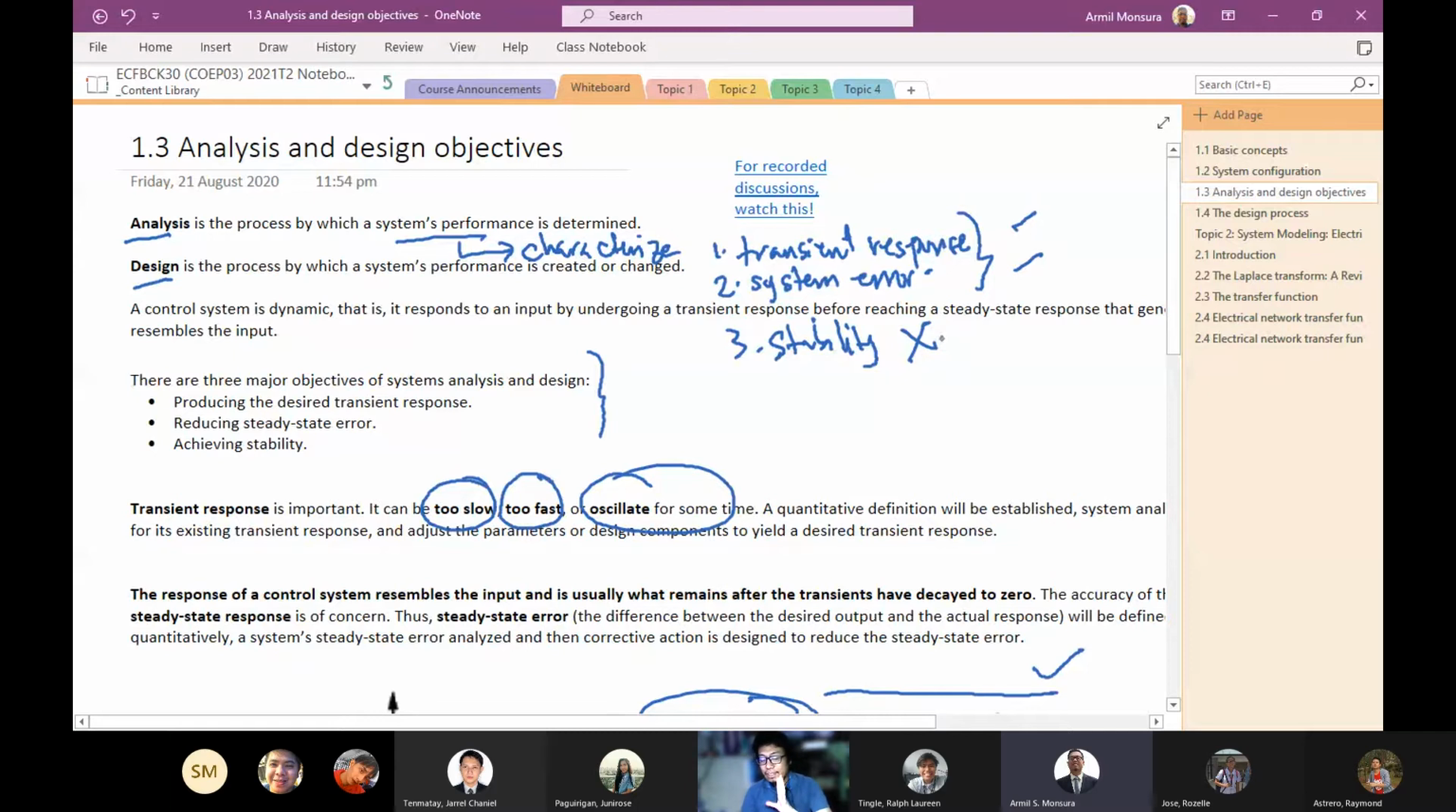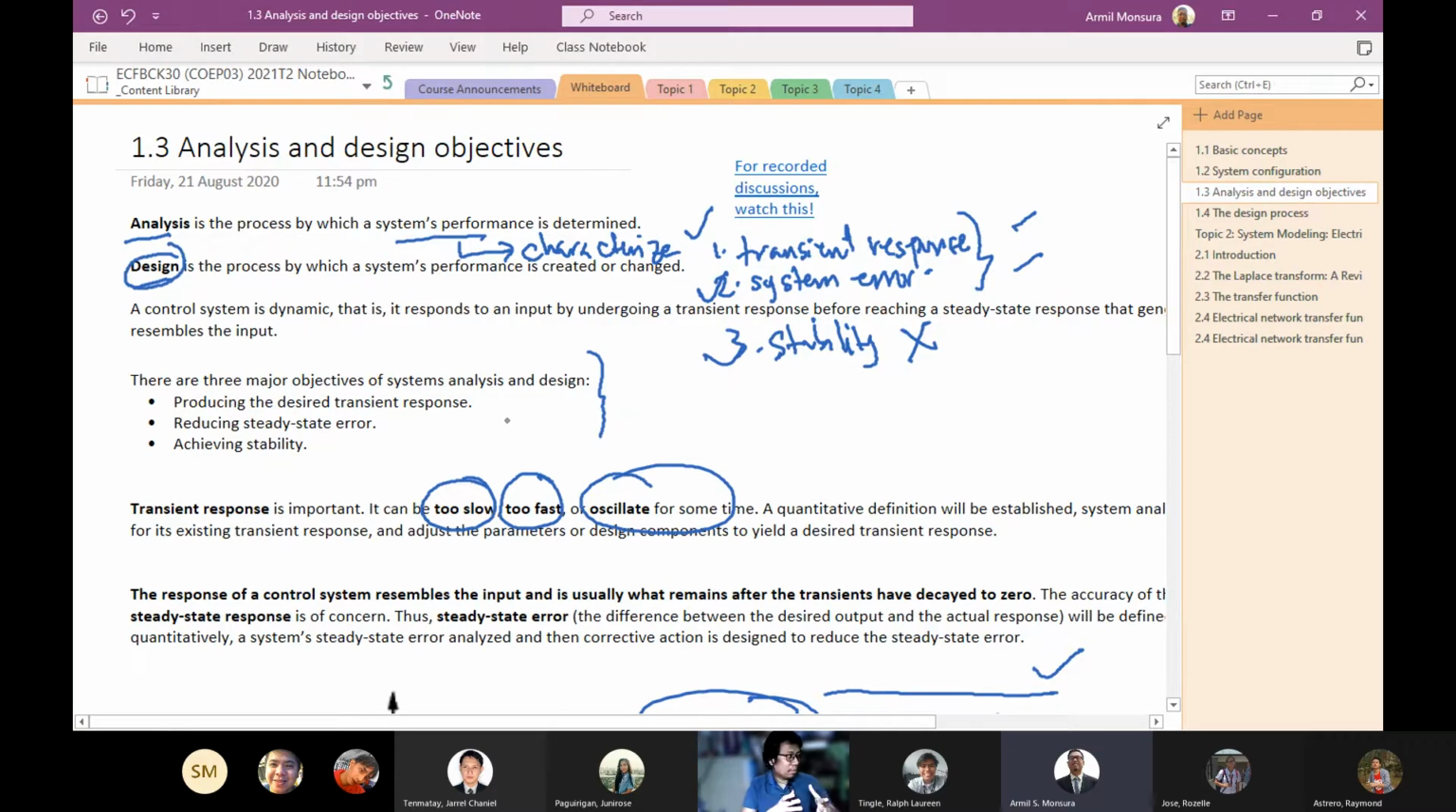Now, after characterizing your system, and nakuha nyo na yung characteristics na to, you were able to determine these characteristics. Okay. You might be not satisfied. Your instinct or your requirements for your system say that the performance exhibited by your system is not enough. Okay. So that is the time that we go to design of your system.